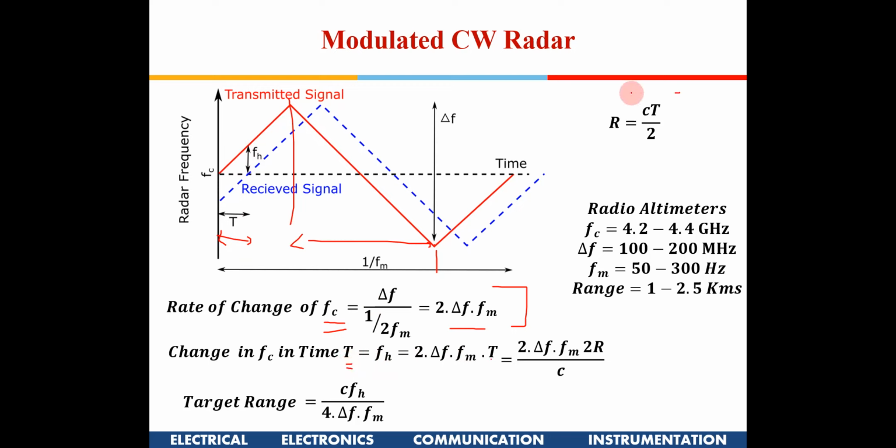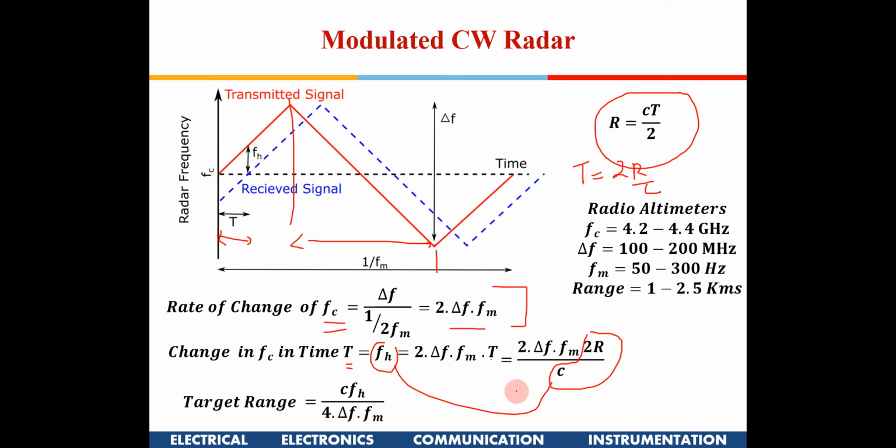Now t can be written in terms of the range, right? C is the velocity of the pulse which is traveling, and it is covering 2r distance. It is going, hitting the target and coming back. So 2r is equal to c times t, or t I can write as 2r by c, right? If I substitute that 2r by c out here, this is the beat frequency.